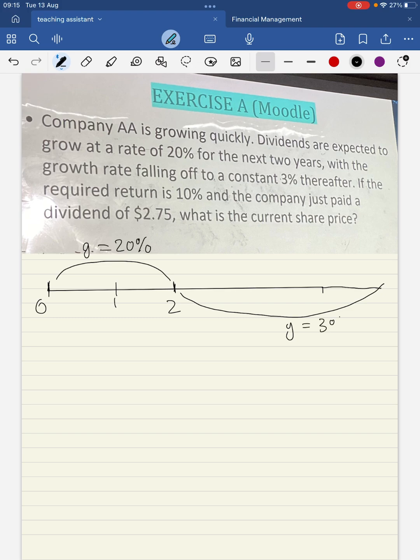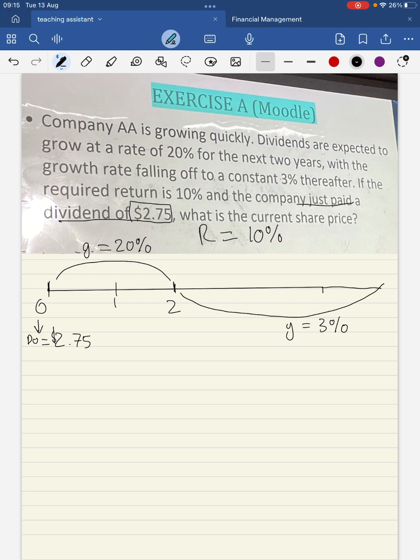Then we know that the required return is 10%. So R is always equal to 10%. Finally, the company just paid a dividend of $2.75, which means D0 is equal to $2.75.